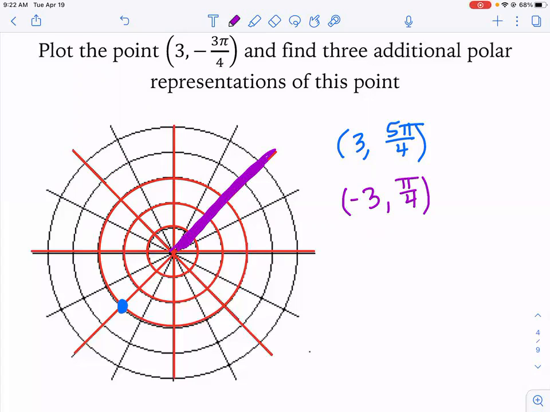Now, pi over 4, what if I called that a negative angle? What negative angle would that be? Starting here and moving negative all the way to the first quadrant. Okay, we could call that angle -7 pi over 4, and we can move backwards to get there.